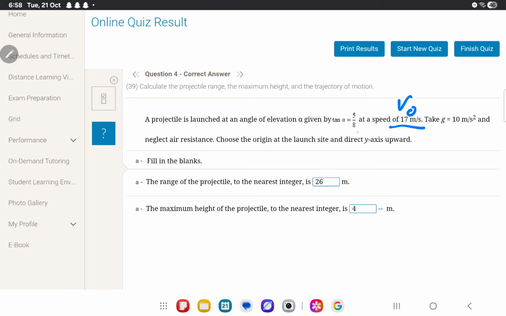Now, they give us tan alpha. We need to find alpha. What do we do? We do the inverse tangent. So tan negative 1 of 5/8 gives you 32 degrees.